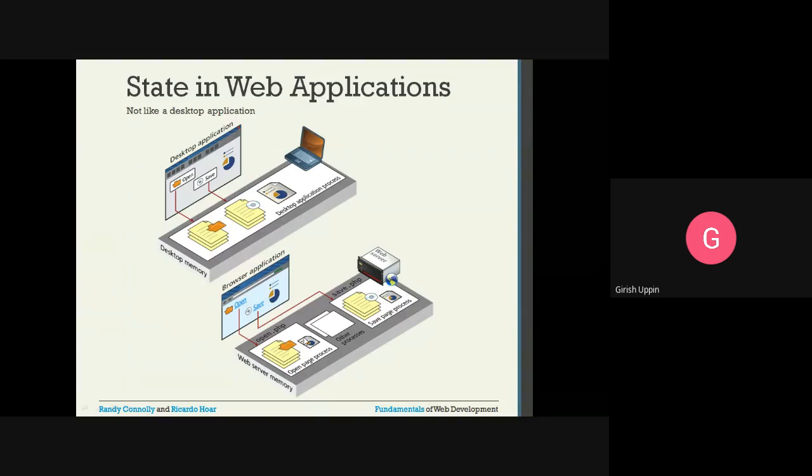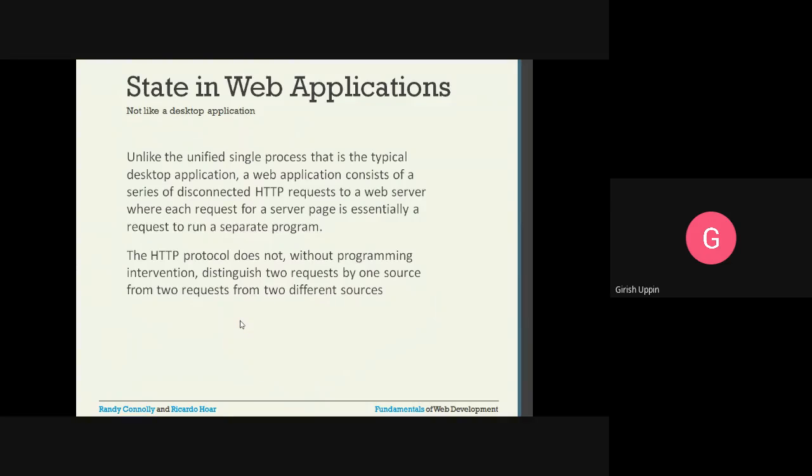So if you want all these operations to be contained for a particular user, then you have to maintain the state. Maintaining state is a big problem in the case of a web application, and we will see how we can do that. Unlike the unified single process of a typical desktop application, a web application consists of a series of disconnected HTTP requests to a web server, where each request for a server page is essentially a request to run a separate program. So in a desktop application it's a single process, but here we get many HTTP requests, and those are disconnected HTTP requests.